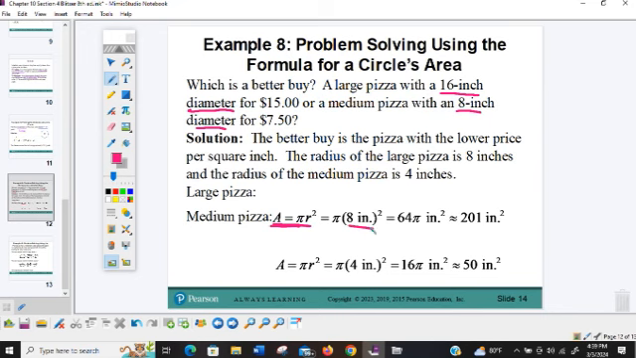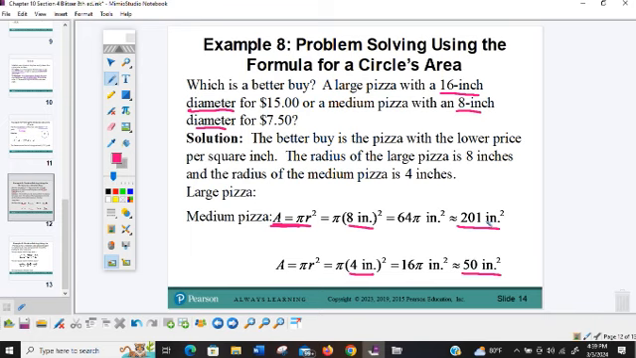So I do pi times 8 squared. 8 times 8 is 64. I have 64 pi inches squared. And when you use the pi button, you get 201 inches squared. So the larger pizza has 201 square inches. Let's do the smaller pizza. If the diameter is 8, the radius is 4. So I'm doing pi times 4 squared. 4 squared is 16. 16 times pi, rounded, of course, you get 50 inches squared.